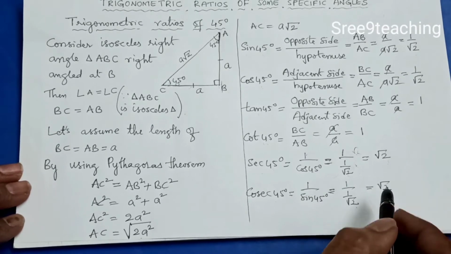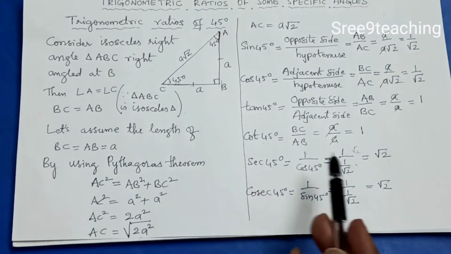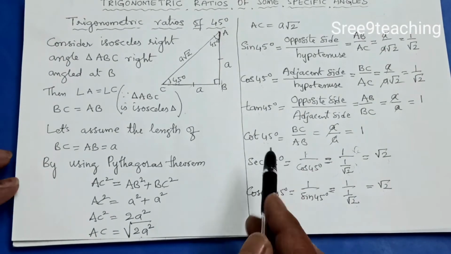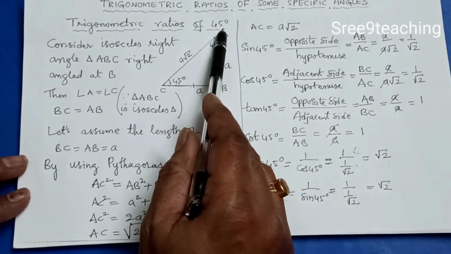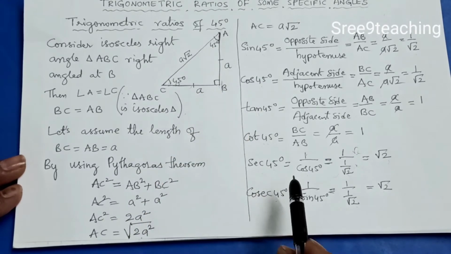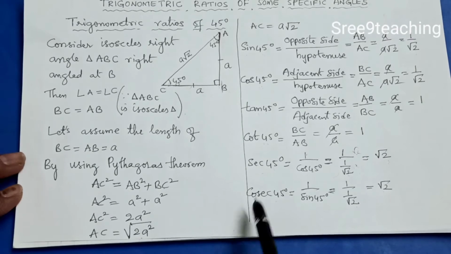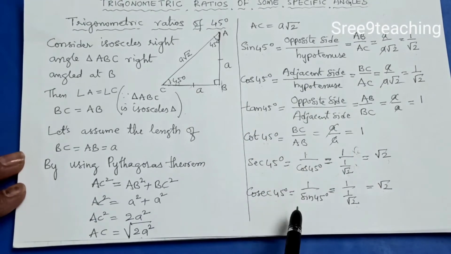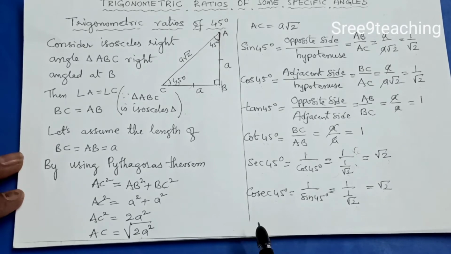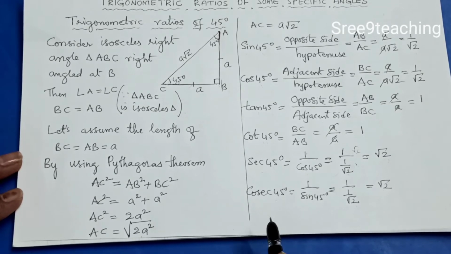Now in the next lesson, in the next topic, we will find the trigonometric ratios of 30 degrees and 60 degrees. I hope you understand this lesson. So learn the ratios and practice the problems by using the simple methods. You understood? Okay, right.